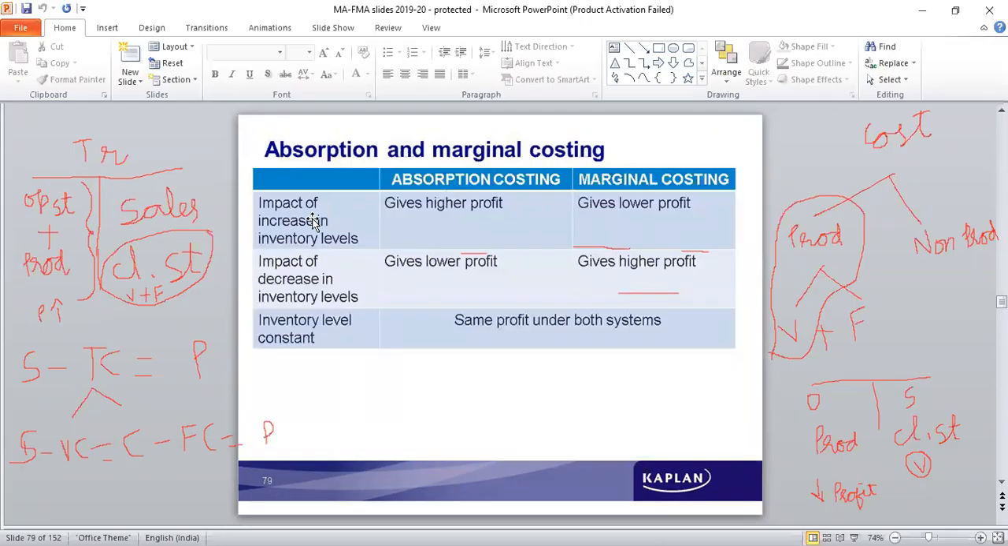So the impact of an increase in inventory level: absorption costing has higher profit, and marginal costing gives lower profit. Impact of a decrease in inventory levels: less inventory levels, less number of units. So less amount is charged to the closing stock, so the profit will be less. If the number of units is less, for those few units only variable cost is charged. Very less value is there.